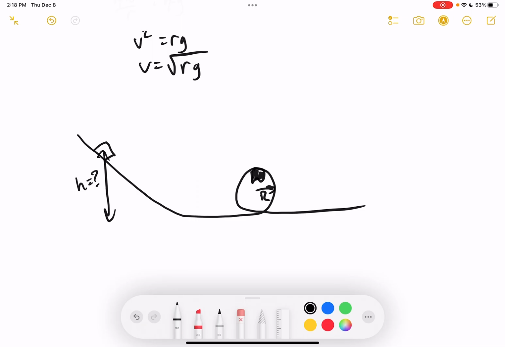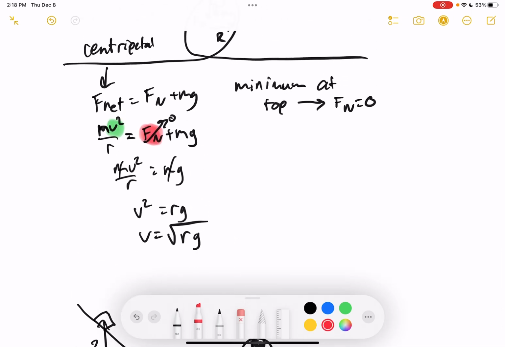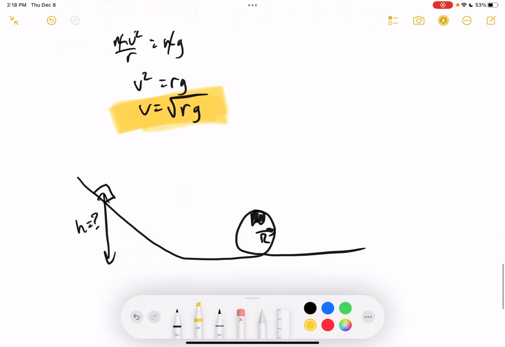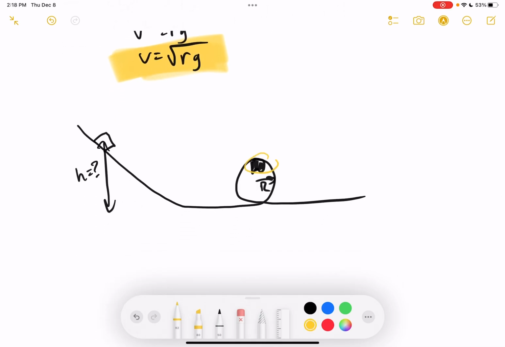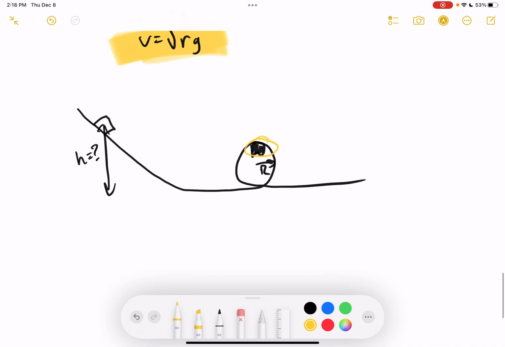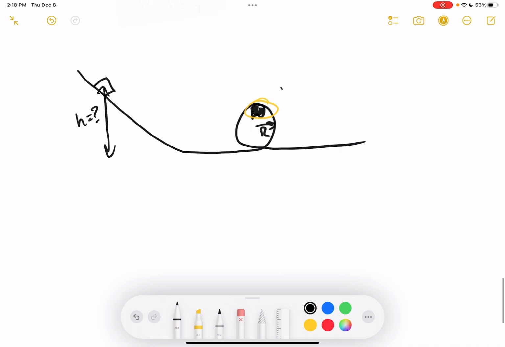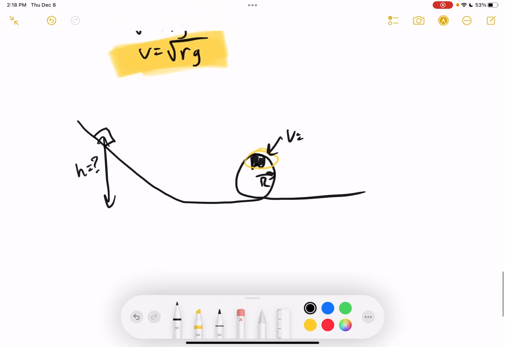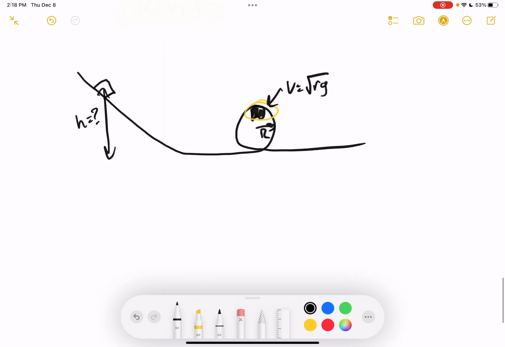So in order to complete the loop, I need to be going at least this minimum speed at this point here. For this one, I already know the velocity here equals root rg. So the question is, how would you set this up? I need to know a minimum height. I know a velocity that I have to have at a certain point, and I need to know how high I need to be. This is how high from the floor, from this bottom point.